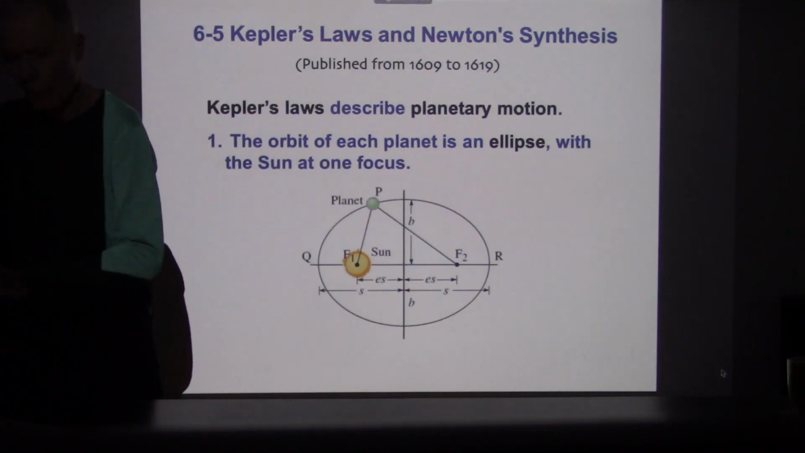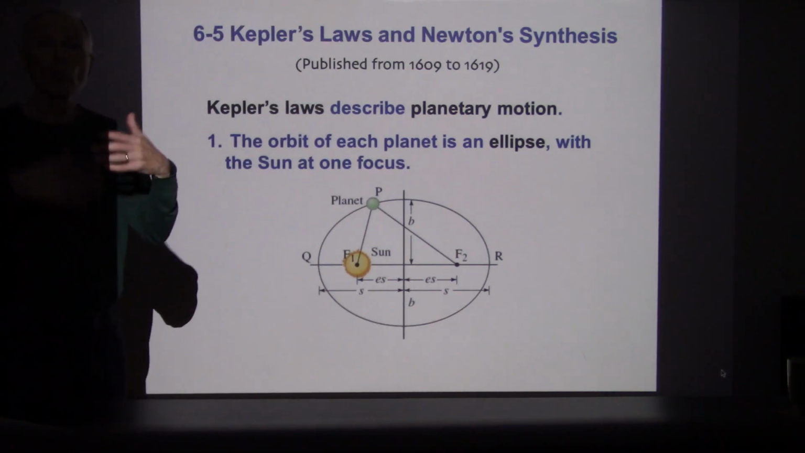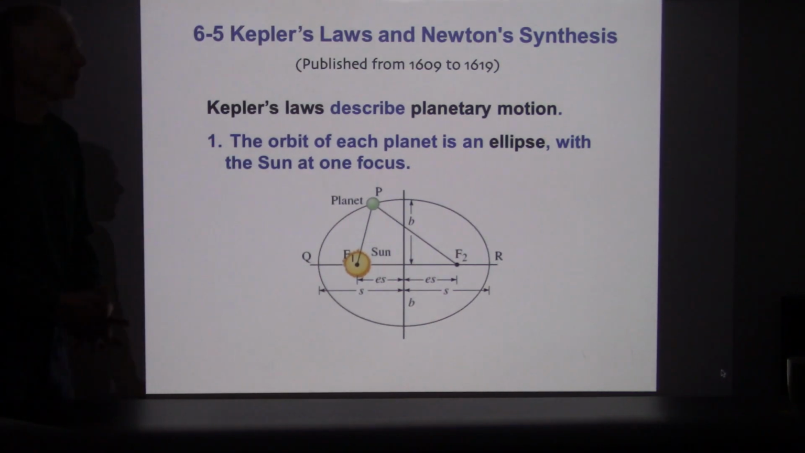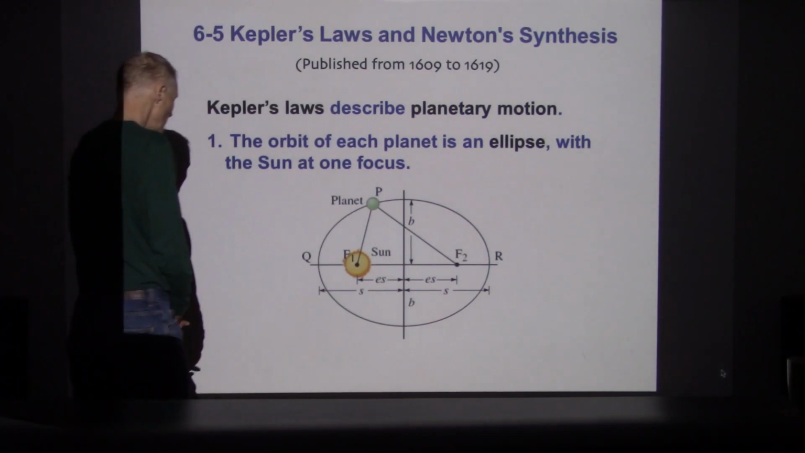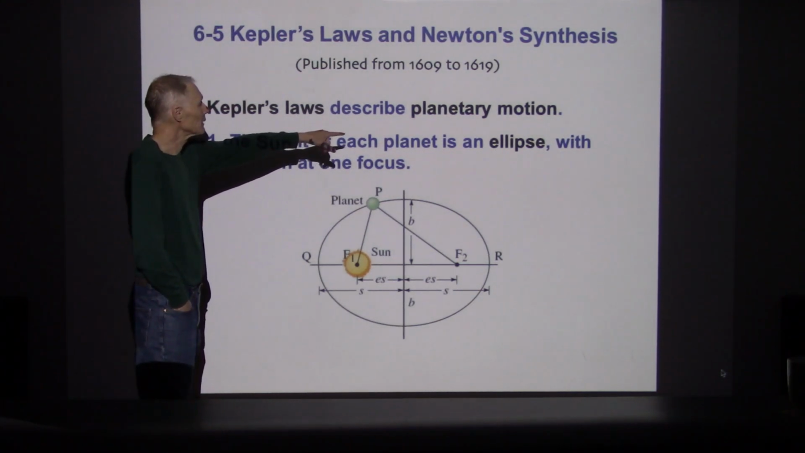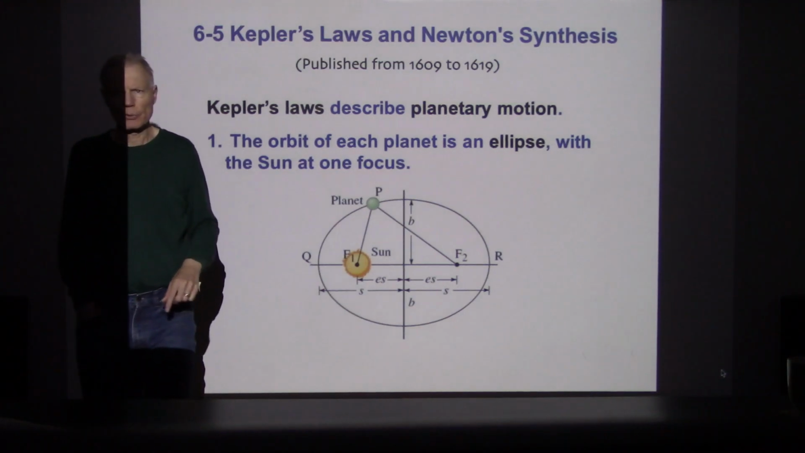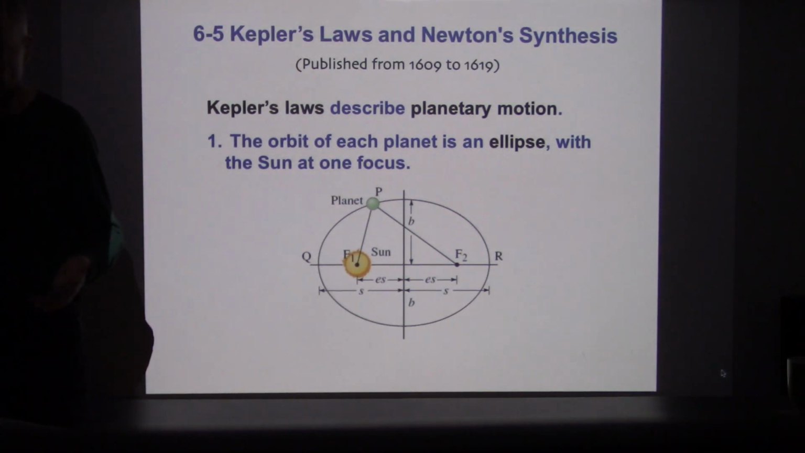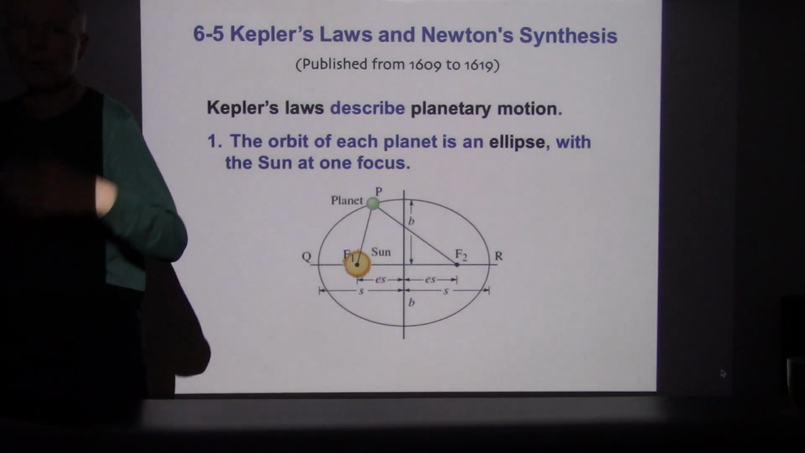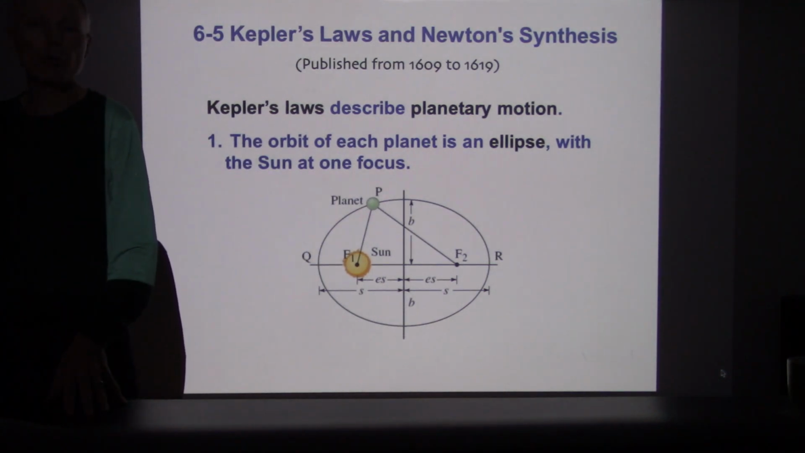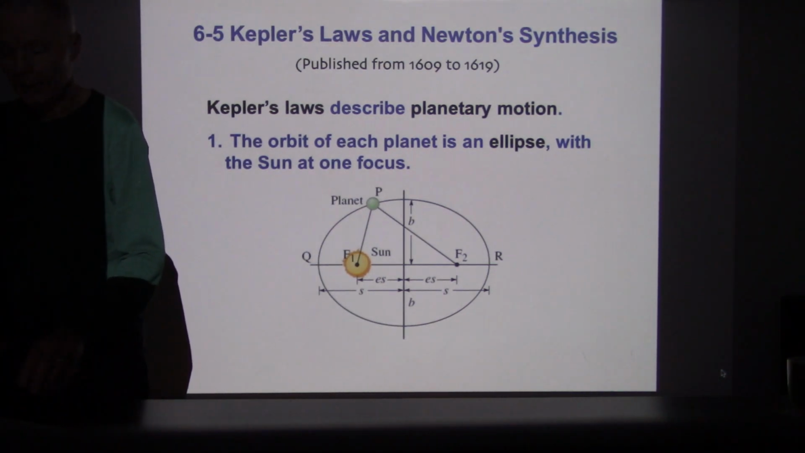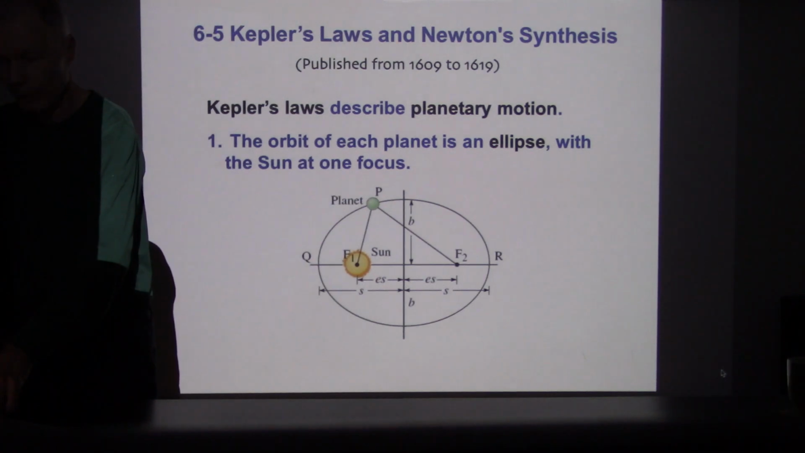So going back, these are the rules, or Kepler's laws, that he found for planetary motion. He found that the orbit of each planet is an ellipse with the sun at one of the focuses. So this is in general for orbits around any object. If we put a satellite in orbit around the Earth, same thing would apply with the Earth as the central object.